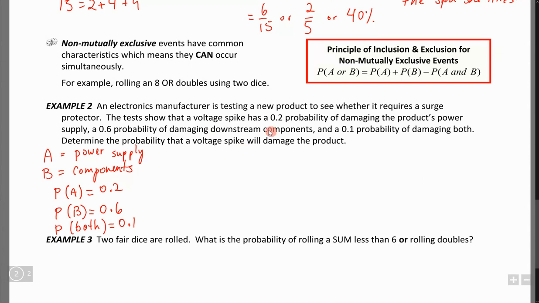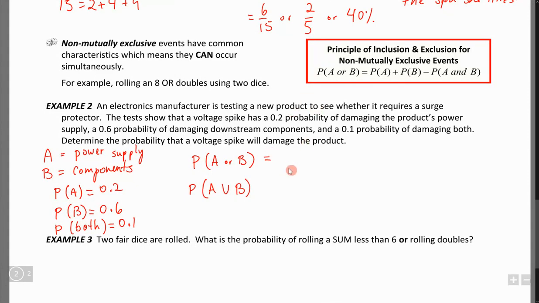Okay, so I'm interested in what is the probability that the voltage spike will damage the product. So either damaging the power supply or damaging the components. So I'm going to say the probability of damaging the power supply or damaging the components. And instead of saying A or B, you can also use my notation, A union B, because that's what that means as well.